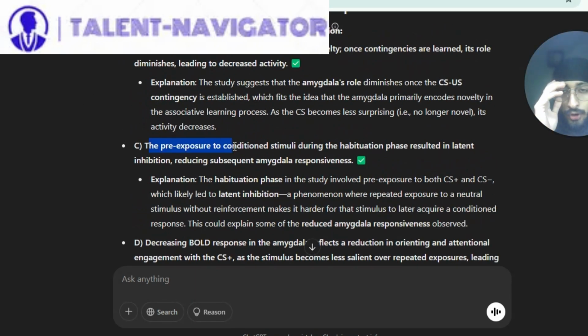And C, the pre-exposure to conditioned stimulus CS during the habituation phase resulted in latent inhibition, reducing subsequent amygdala responsiveness. So the habituation phase in the study involved pre-exposure to both CS plus and CS minus, which likely led to latent inhibition, a phenomenon where repeated exposure to a neutral stimulus without reinforcement makes it harder for that stimulus to later acquire a conditioned response. This could explain some of the reduced amygdala responsiveness observed.